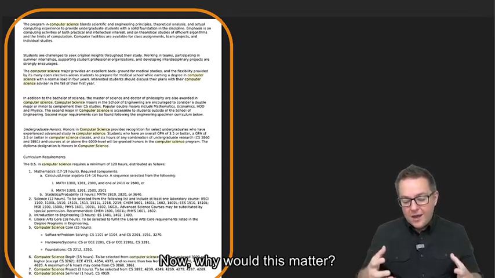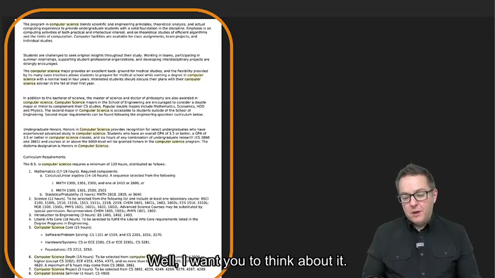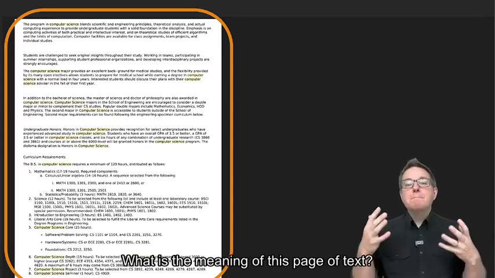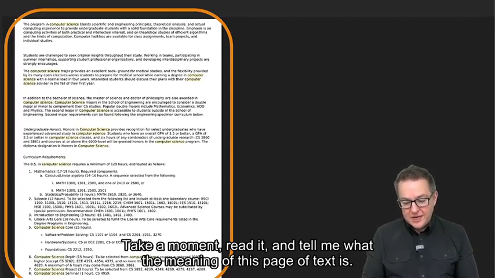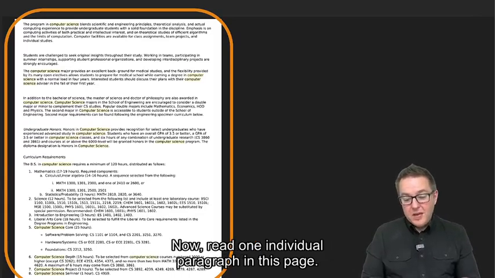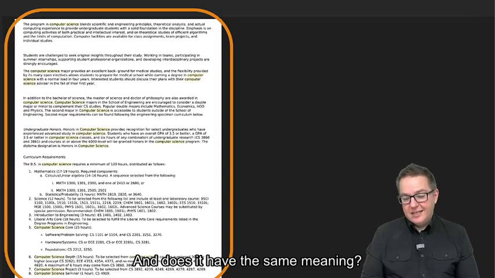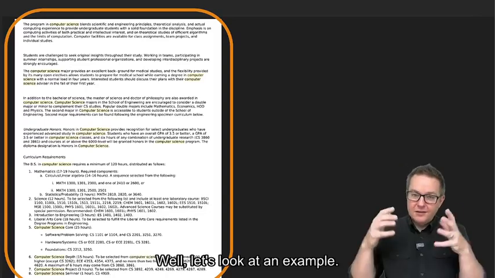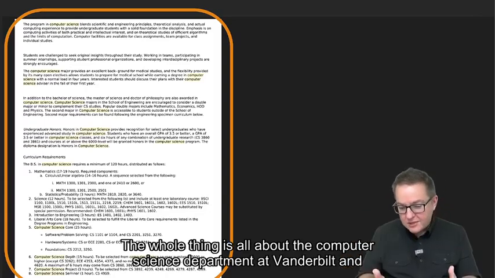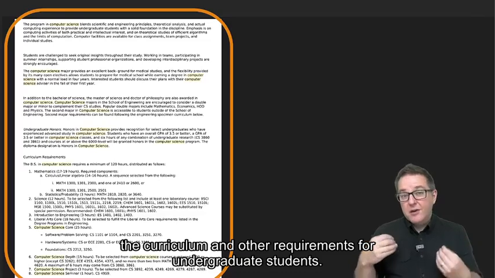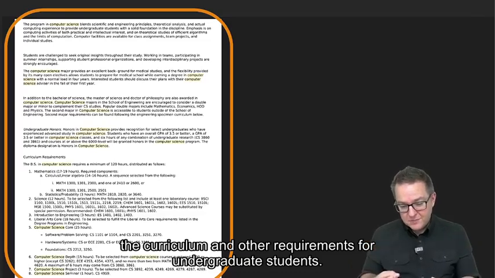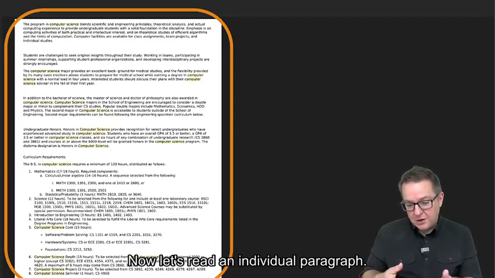Now, why would this matter? Well, I want you to think about it. What is the meaning of this page of text? Take a moment, read it, and tell me what the meaning of this page of text is. Now, read one individual paragraph in this page, and does it have the same meaning? Well, let's look at an example. The whole thing is all about the computer science department at Vanderbilt and the curriculum and other requirements for undergraduate students. Now let's read an individual paragraph.